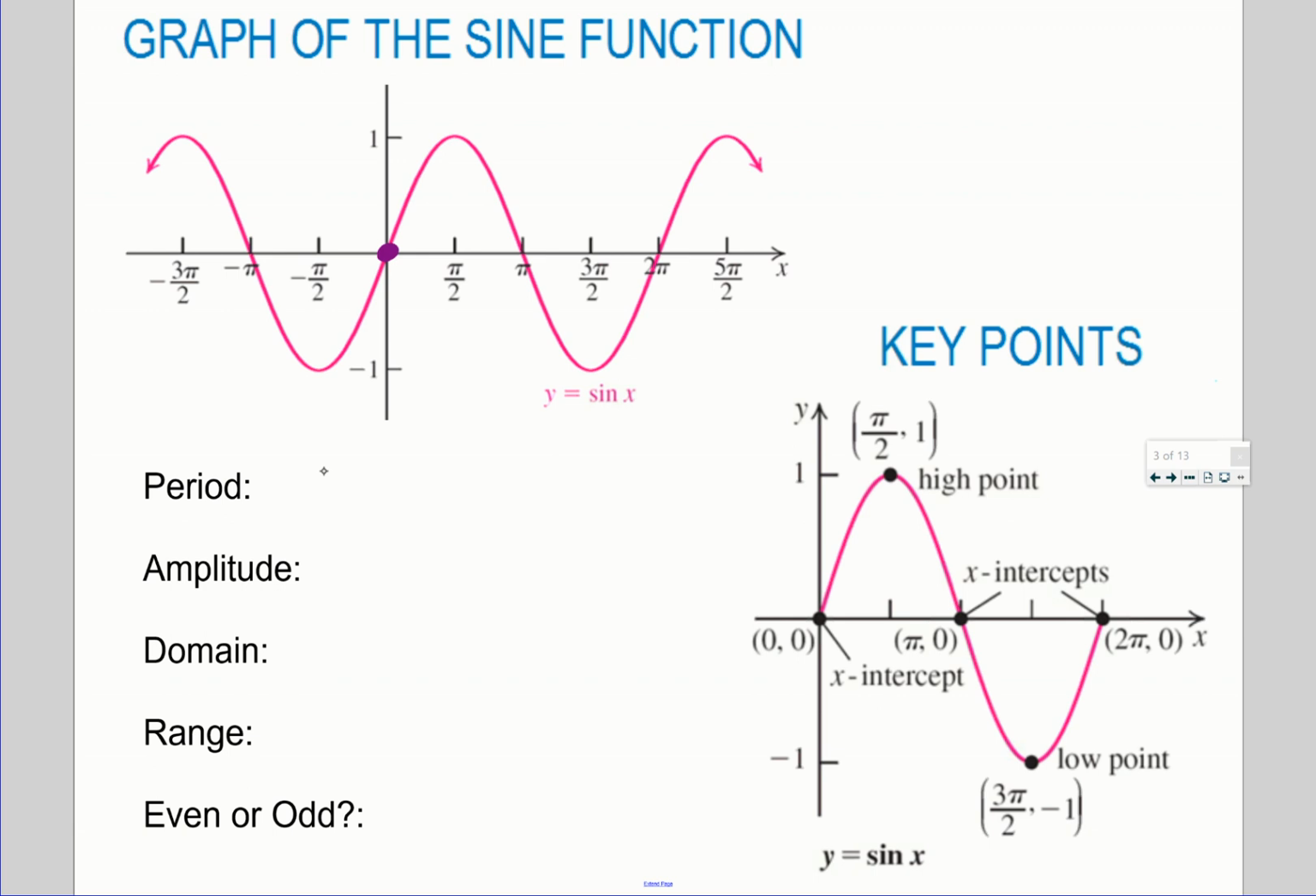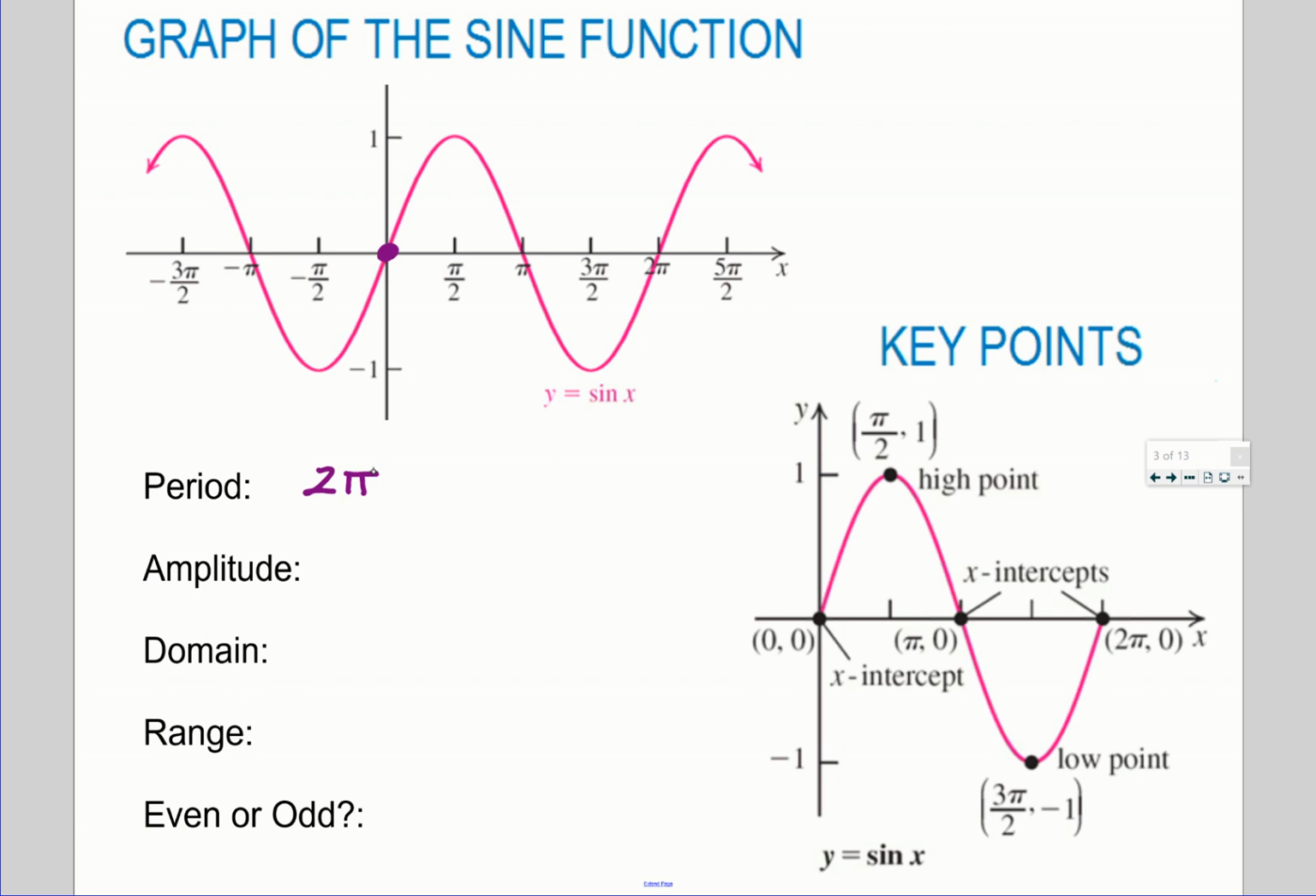Now, why is the period 2 pi? What do we know about 2 pi on our unit circle? It's a full rotation, right? So wouldn't it make sense that after a full rotation, the values start over again? Right? Okay. Amplitude is half the height of the wave. How tall is this wave from bottom to top?